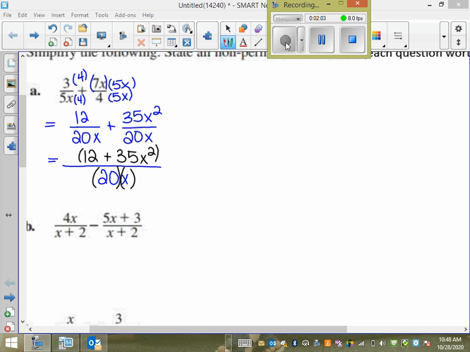So the problem doesn't lie in you guys actually doing addition and subtraction. The problem lies in you wanting to simplify more at the end, okay? And then at the end, we have to go x cannot equal 0.